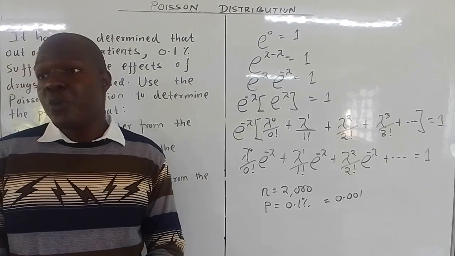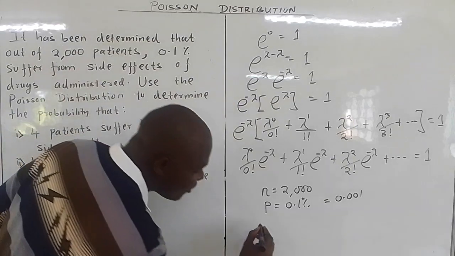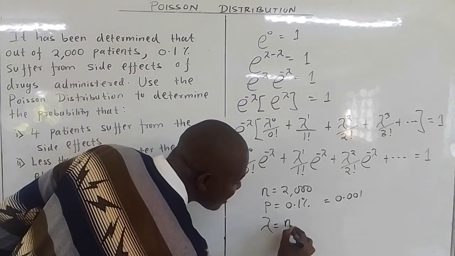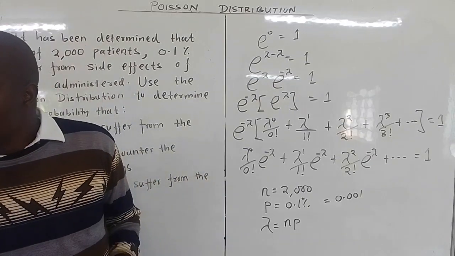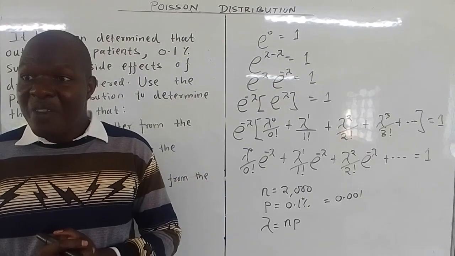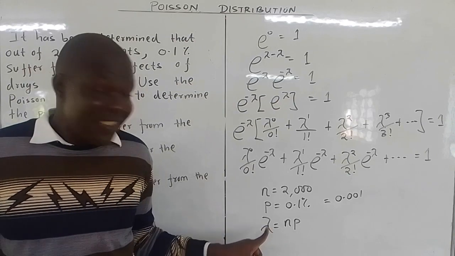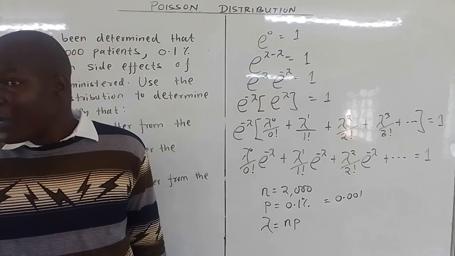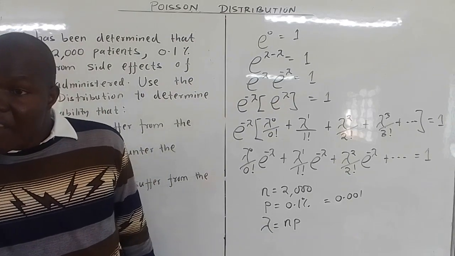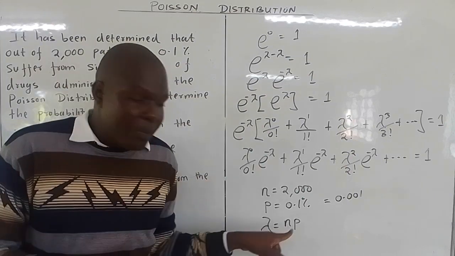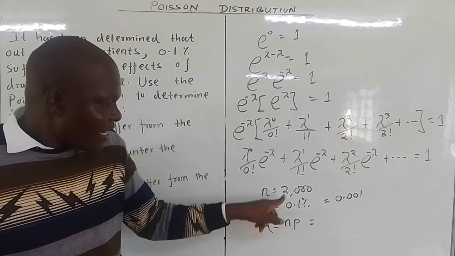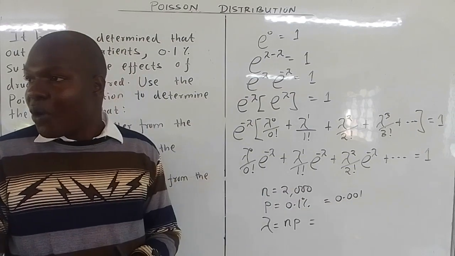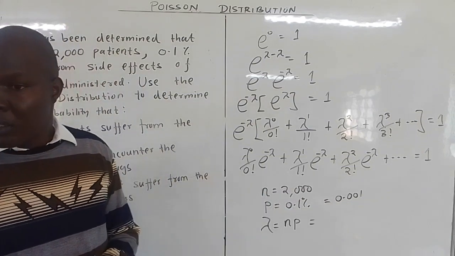Then you are told to use the Poisson distribution, meaning the moment you are looking for lambda, lambda is the mean, because the Poisson distribution approximates the binomial distribution, isn't it? And the mean of the binomial distribution is np, and that is the lambda, isn't it? Are we together? Lambda is the mean, and the mean of a binomial distribution is n times p. So what is n times p to give you the mean? n times p, 2,000 times 0.001. What have you found? 2.